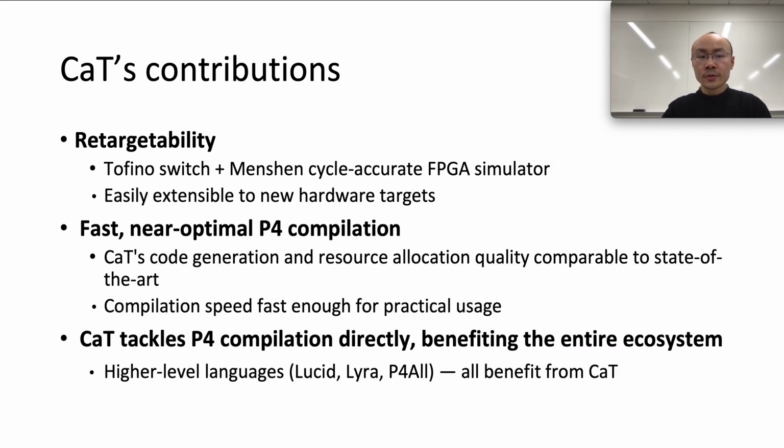The experiment results show that CAT is retargetable for both the Tofino switch and the simulator, can generate close to optimal compilation results more quickly, and directly tackles P4 compilation. This is complementary to all newly developed high-level languages.